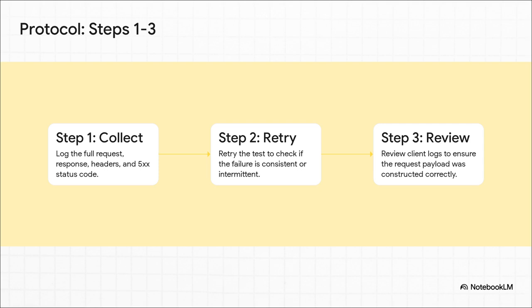Step 2, retry it. Immediately. We need to know, is this a solid, repeatable bug, or is it some flaky, intermittent issue? That tells us a ton. And step 3, just do a quick sanity check. Review your client logs to make sure the request payload was built exactly like you thought it was.